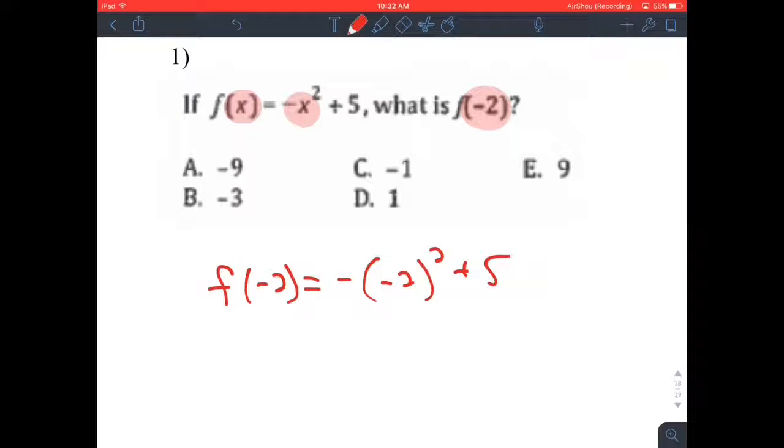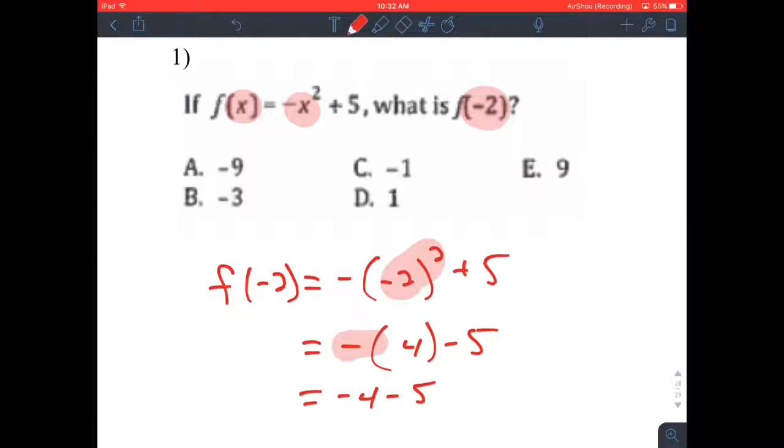It's important when you substitute into a function that you use parentheses. You've got to follow order of operations, which is to square this first. Negative 2 squared is 4. Then apply the negative that's on the outside. So that's a negative 4 minus 5, which is negative 9.